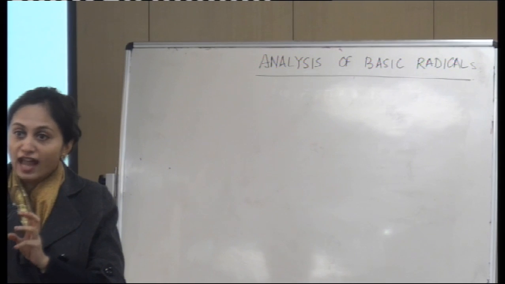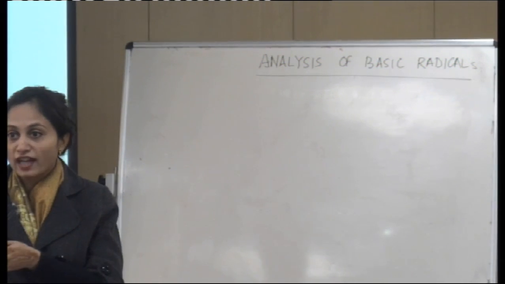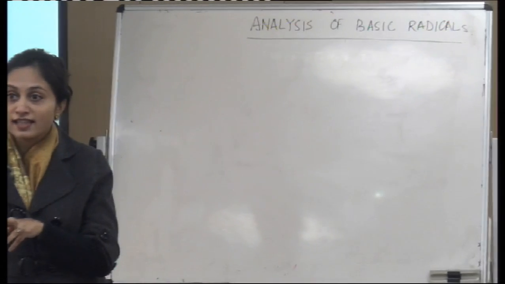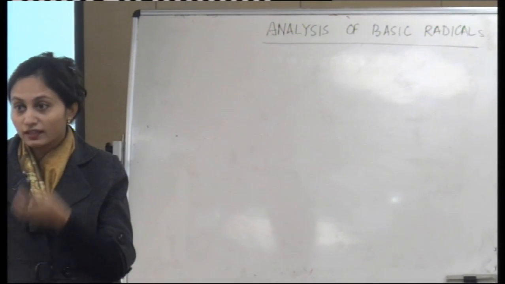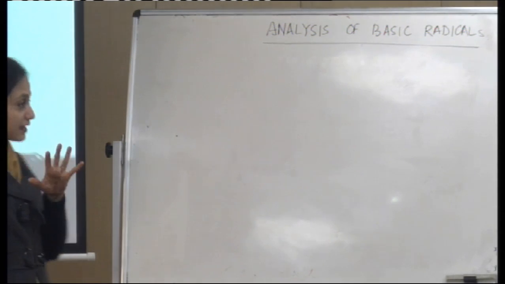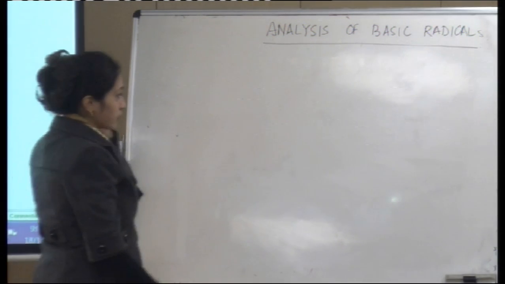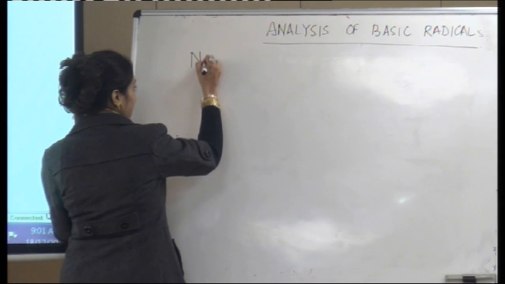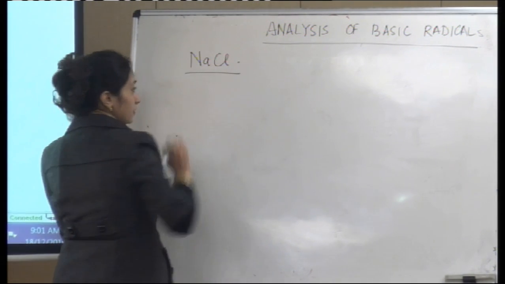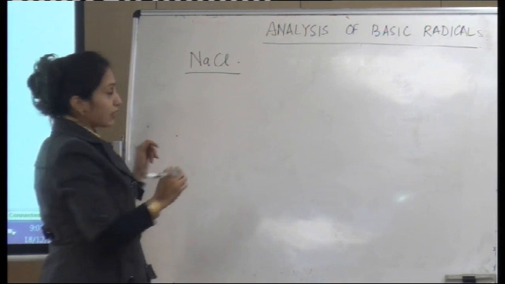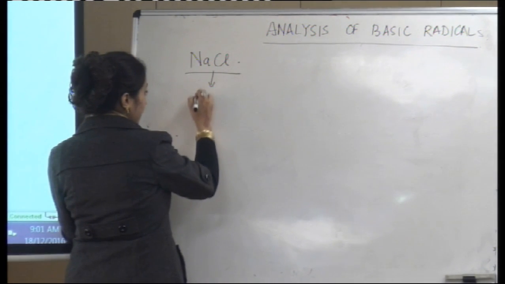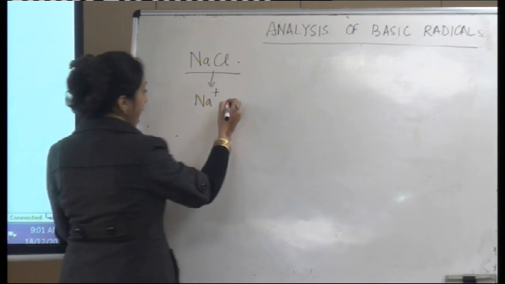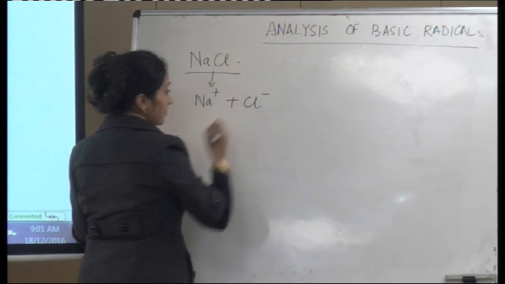Anions are your acidic radicals, and all your cations that you actually do are your basic radicals. But why anions the acidic radicals and cations the basic radicals? The reason for that is, just think about any salt. The basic salt, and my favorite example that I normally take is your NaCl. In NaCl, it is nothing but having Na plus as the cation and Cl minus as the anion.